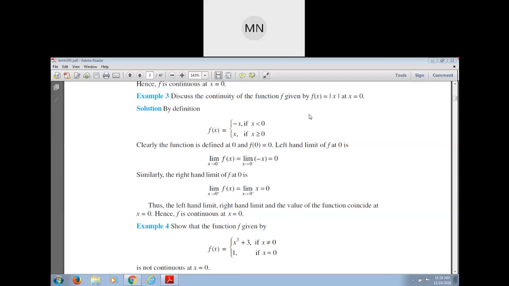So, can you tell me the definition of continuity? I have already given you. Can you tell me the definition of continuity? Anyone? Can you tell me the definition of continuity?